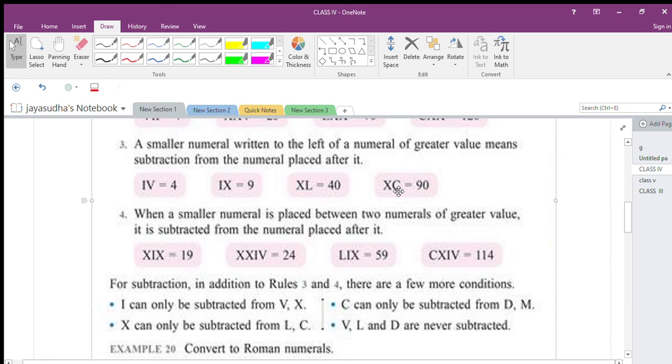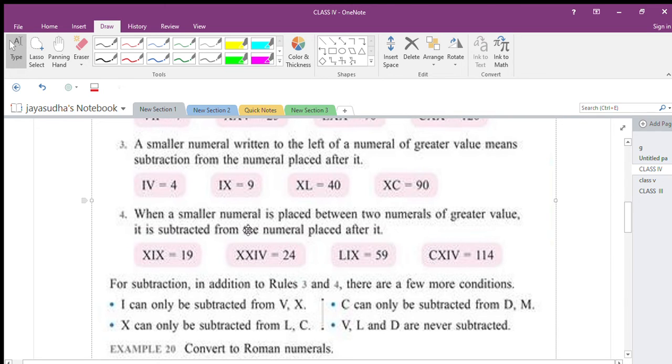Then listen, C is 100. On the left-hand side is a 10. 10 is smaller than 100. So 100 minus 10 is 90. Then move on to the next rule.